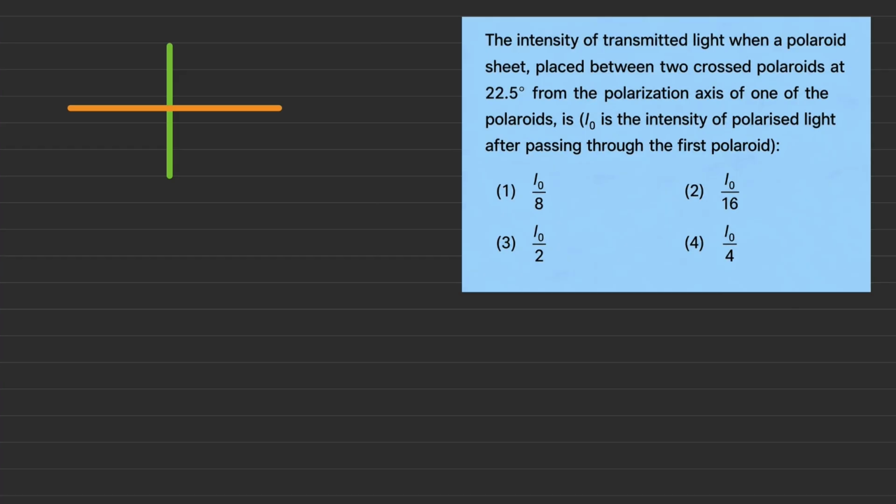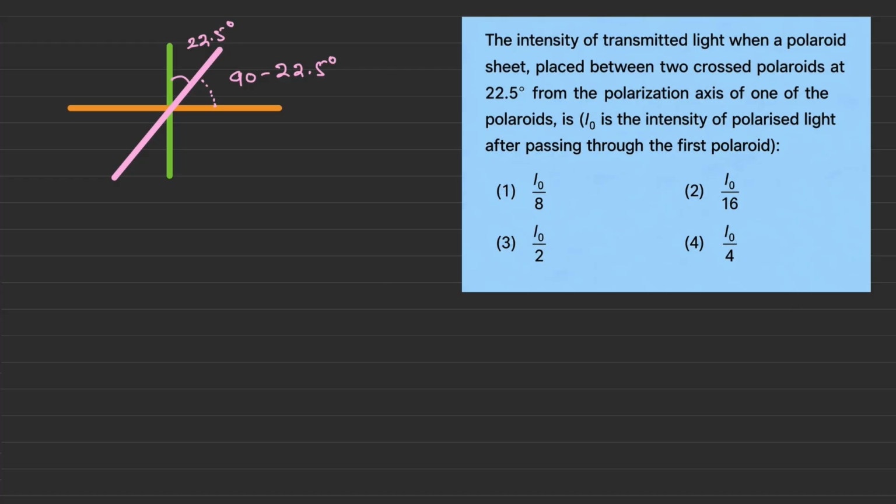Now when you are going to place the polaroid sheet between them, and they told you this polaroid sheet is making how much of an angle from the first one? 22.5. So you'll say this angle value will become equal to 22.5. So how much angle is it going to make with the other polaroid? You will say this angle will become 90 minus 22.5 degree. So once we are clear with this diagram, we can apply our law of Malus to get the answer.